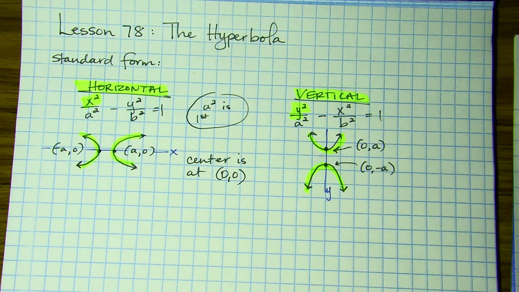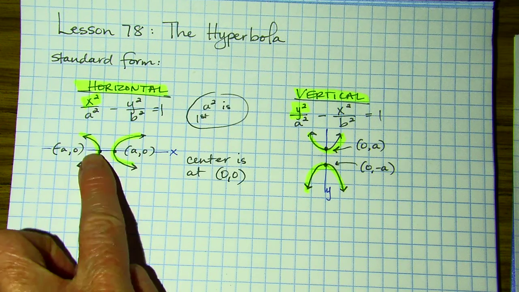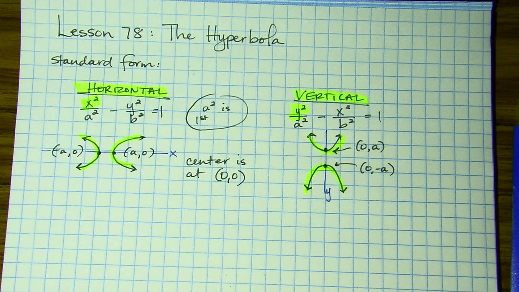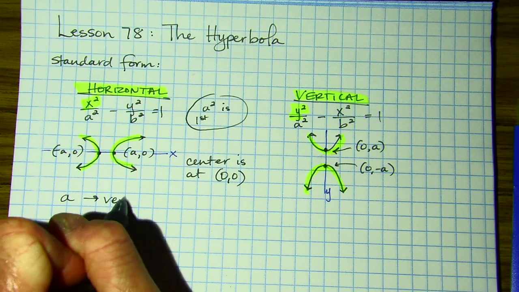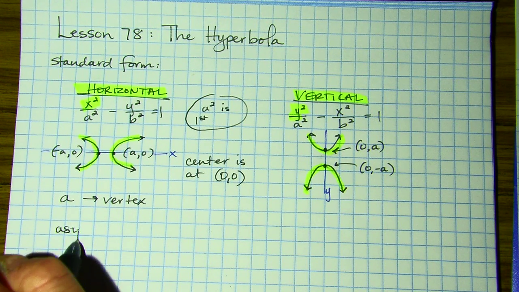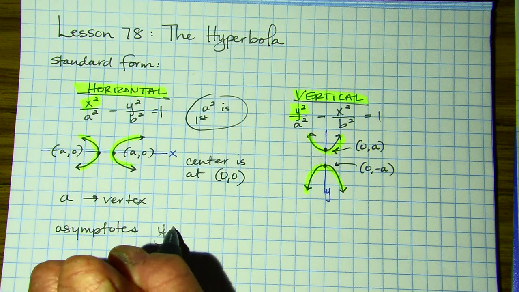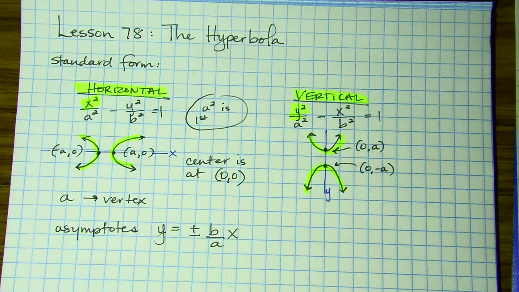Now for this section, our center is at 0, 0. We don't have any h or k. And our a value is our vertex. So a represents our vertex. And then I should have put this on here. Our asymptotes are represented by y equals plus or minus b over a x.